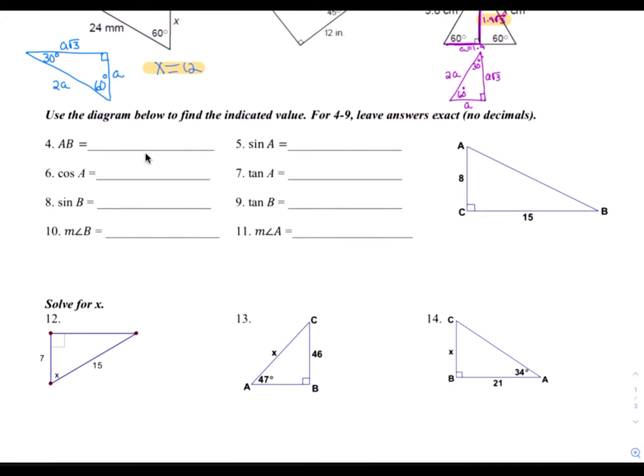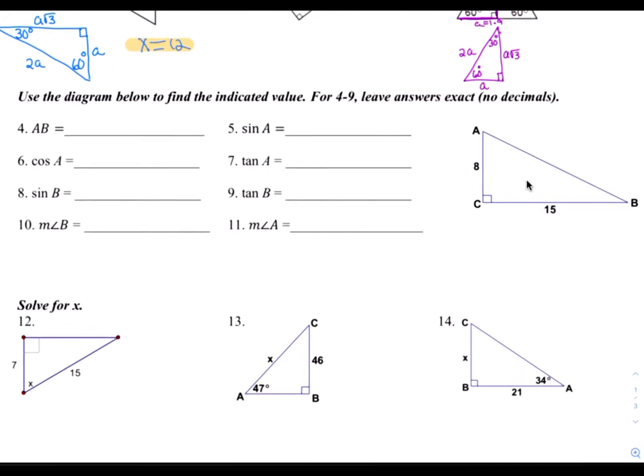All right, for 4 through 11, we're using the diagram on the right. And for number 4, we're finding the length of AB. Now, AB is the hypotenuse of this triangle, and we can use the Pythagorean theorem to find the length of the hypotenuse. So we'll call the missing side the hypotenuse. We'll call that C. A is 8 and B is 15.